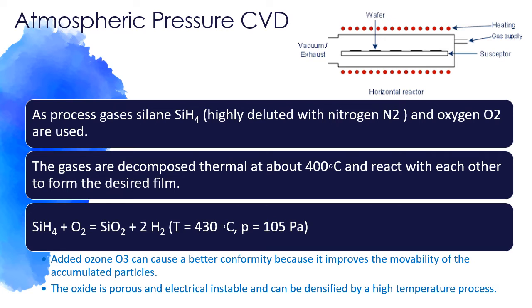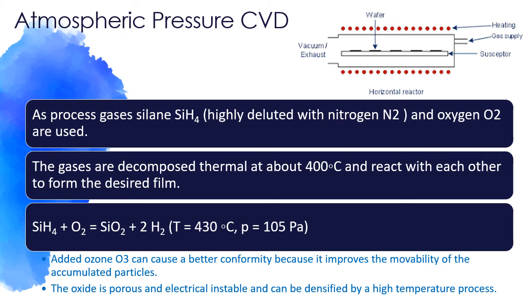silicon oxide and also hydrogen. This is performed at a temperature of around 430 degrees Celsius and a pressure of around 10^5 Pascal. If we add ozone, O3, it can give better conformity because it improves the mobility of the accumulated particles in the process.